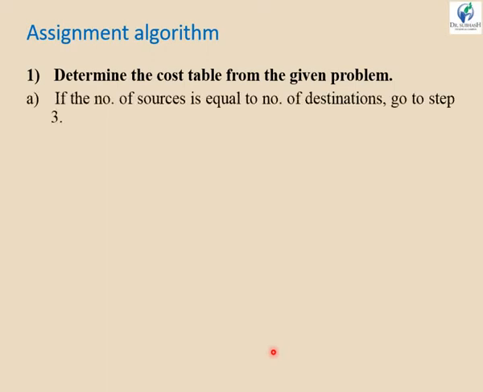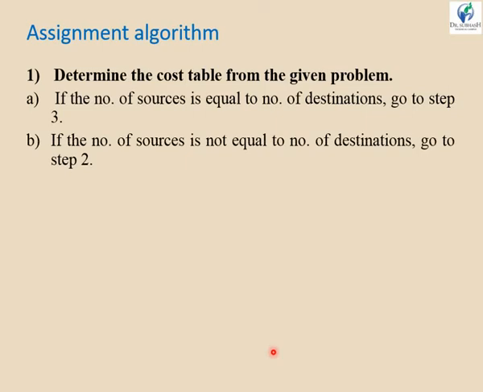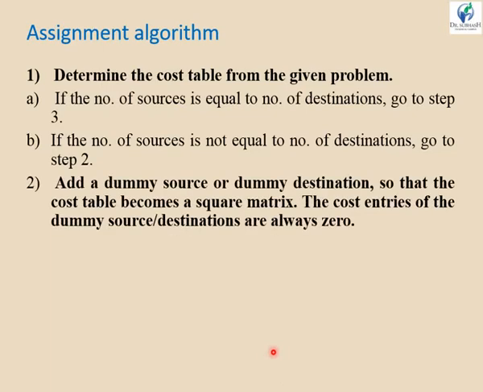Sub point in that: if the number of sources is equal to the number of destinations, then go to step 3. But if the number of sources is not equal to the number of destinations, then go to step 2. So what is step 2? Let us see. Add a dummy source or dummy destination so that the cost table becomes a square matrix. The cost entries of the dummy source or dummy destination are always 0.